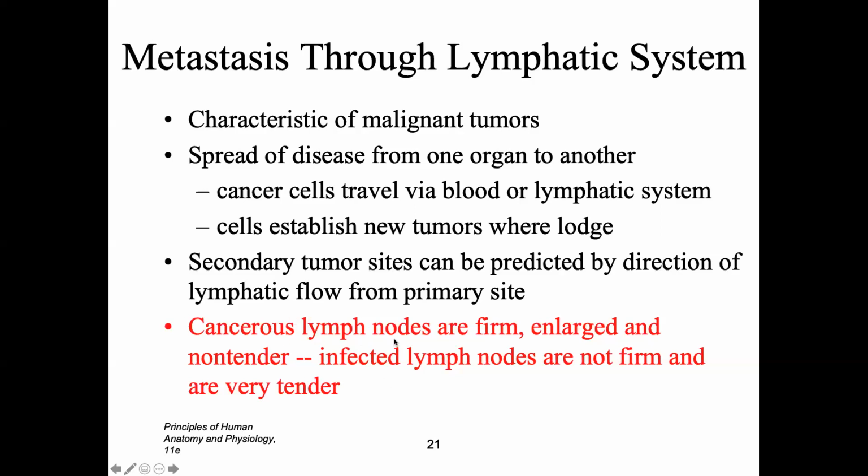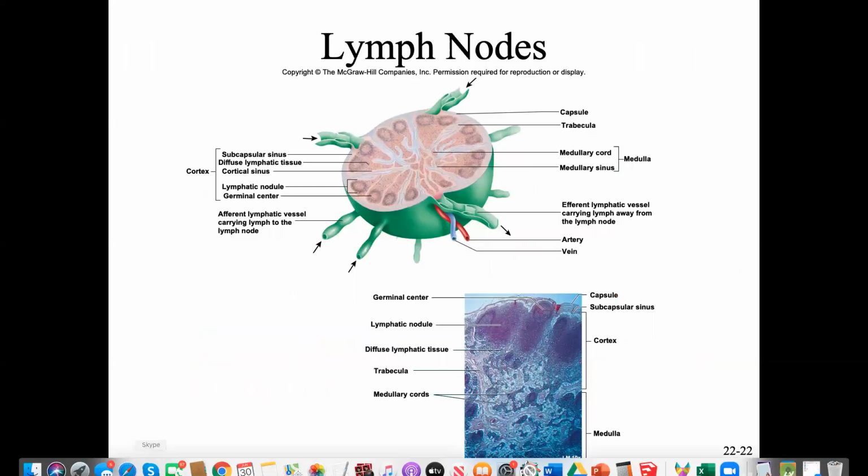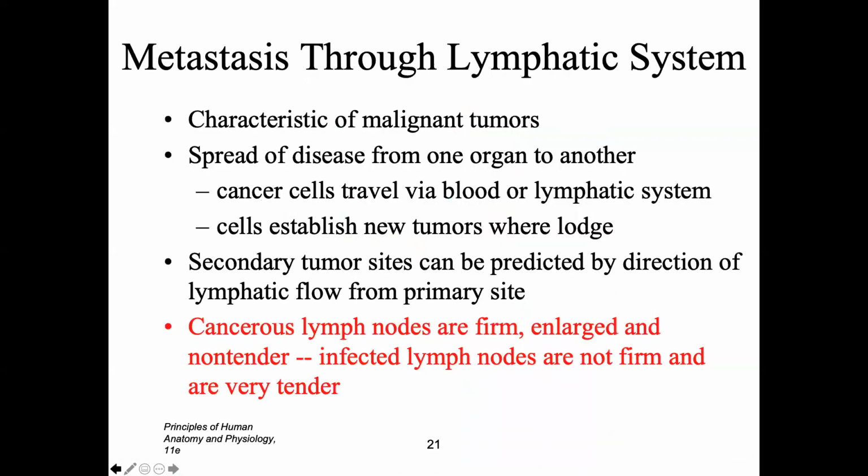Cancerous lymph nodes are firm, enlarged, non-tender. Infected nodes are very tender. That's a big one. So how can we tell if you have a lymph node that you can palpate? Normally you can't palpate it. It's too small, right? But now you have one that's big. How can we tell if it's caused by an infection or caused by metastatic cancer? Two completely different situations. How we can tell is this: tenderness, right?